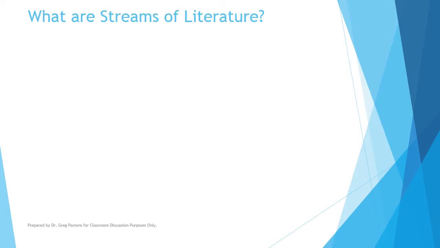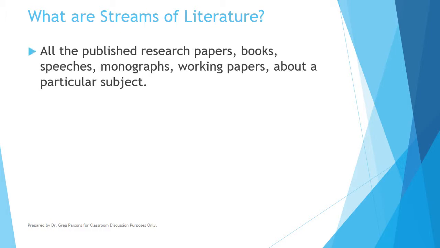So to answer that, and to talk about it a little bit more, streams of literature are basically all the published material about a particular subject. These could be papers from journal articles, they could be books, speeches, things from conferences, monographs, working papers, all about a particular subject.